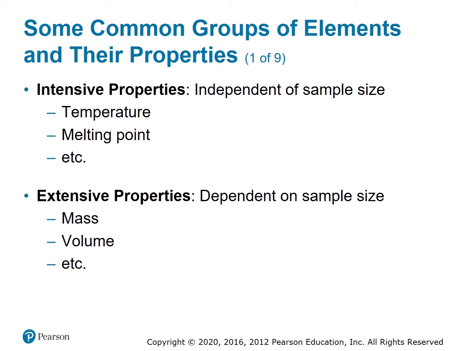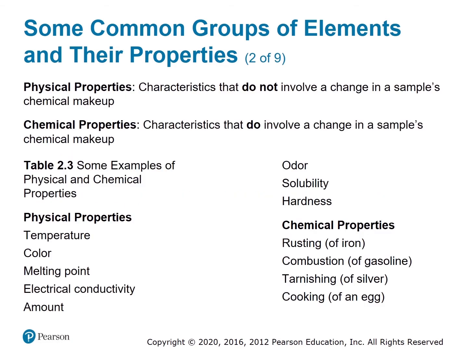Properties are just another term for characteristics. Intensive properties are qualities of matter that don't depend on the amount of matter in a sample, and extensive properties are those that do. Among intensive properties, we can divide them along physical versus chemical lines. Physical properties are those that do not pertain to changes in a sample's chemical makeup, while chemical properties do pertain to such changes. Physical properties might be things like temperature, color, melting point, or many, many others.